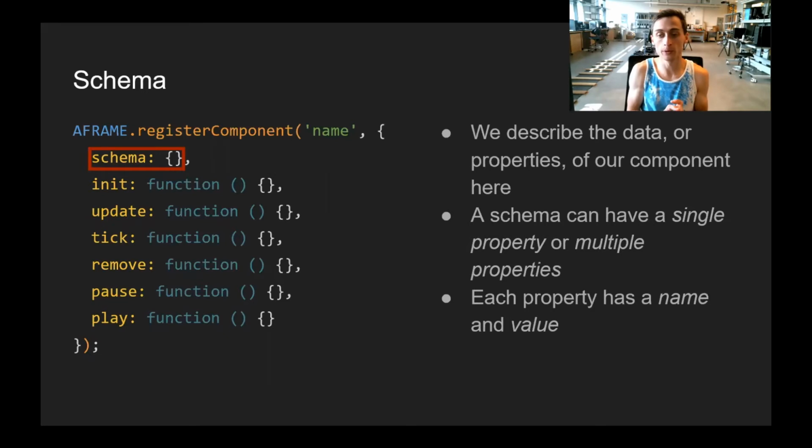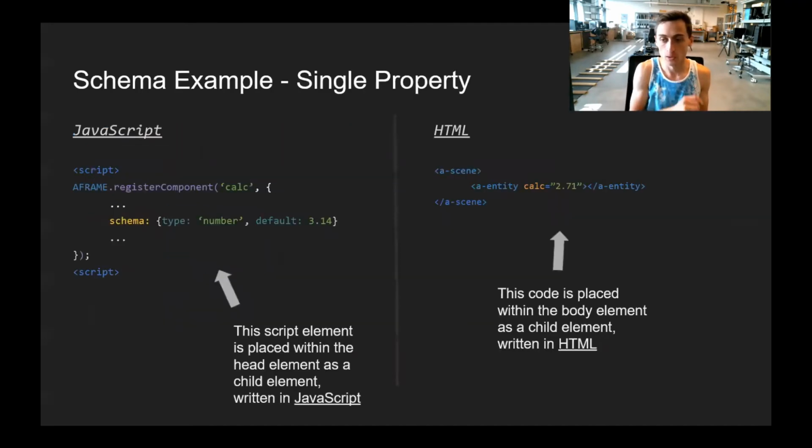This is really important when you're doing multi-property components in the schema, because you have to assign the data to different property names. In single property, it doesn't matter. There's only one property, so you don't have to give it a name. And you'll see that in this example right here.